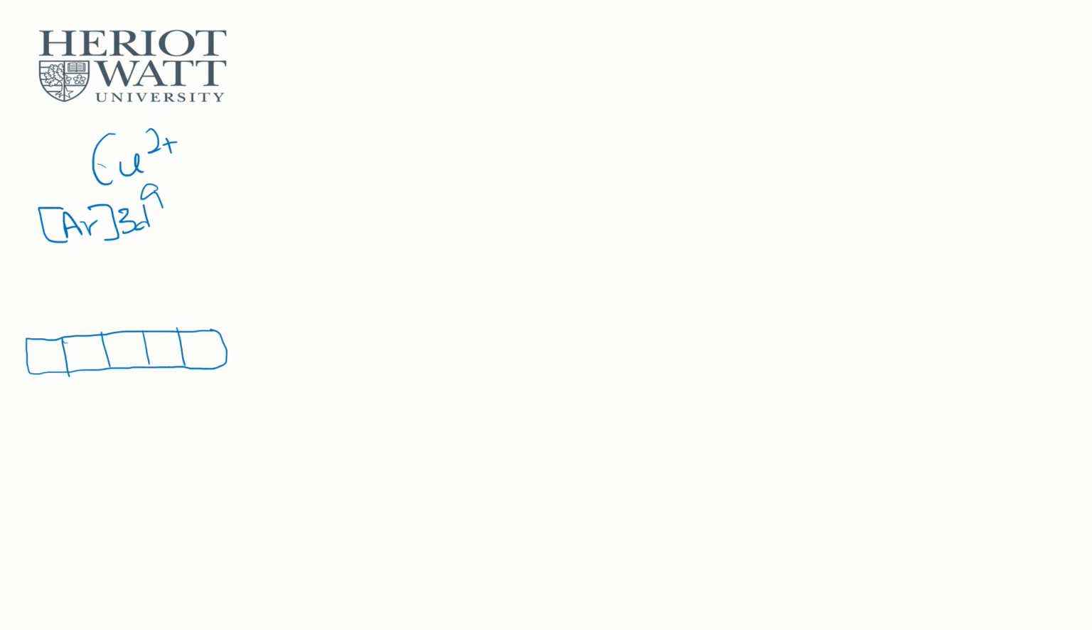Okay, so these are the d orbitals and we put in electrons. You have 9, so 1, 2, 3, 4, 5, 6, 7, 8, 9. Okay, so we have 9 electrons here, 1 empty space.